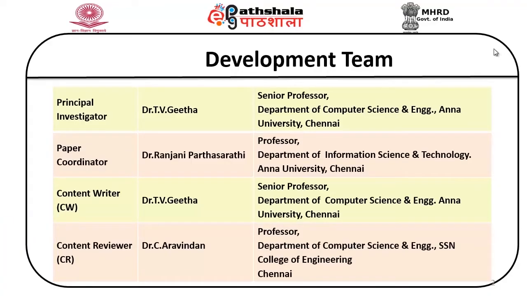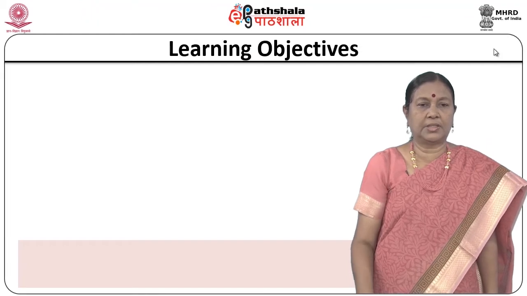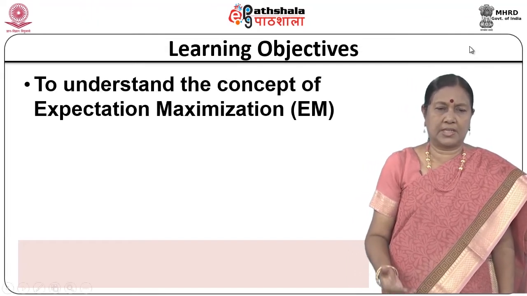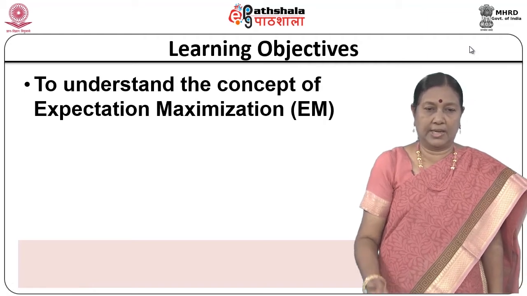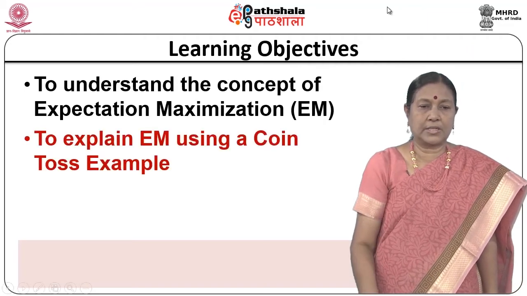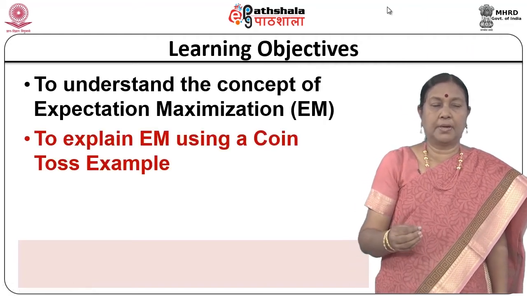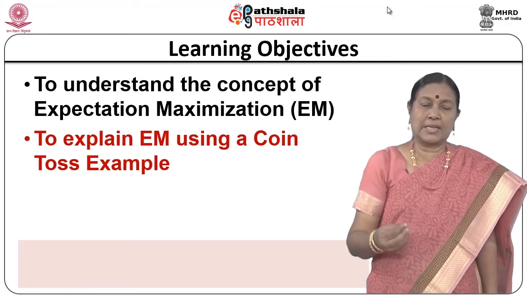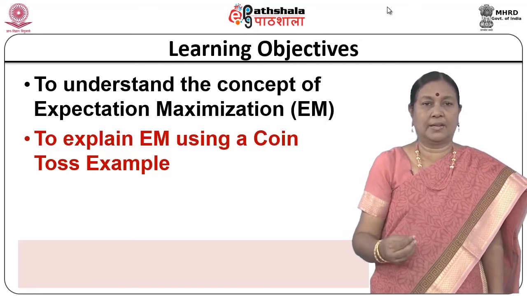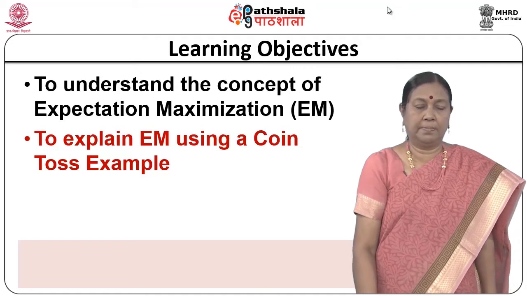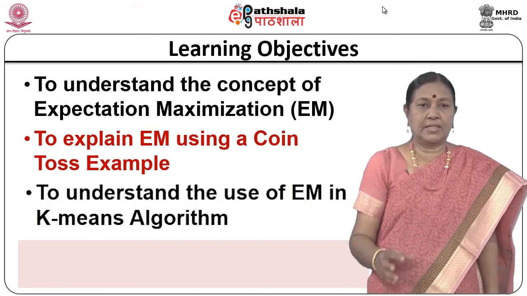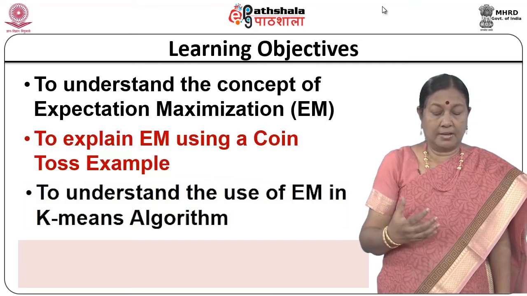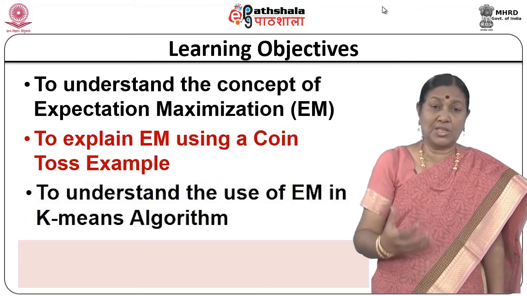Now, let us look at the learning objectives of this module. The learning objectives are to understand the concept of expectation maximization or the EM, then to explain this EM algorithm using a simple example, a coin toss example. This example will help you to understand the complete mechanism of EM, and then to understand the use of EM for a more complex problem, the Kmeans algorithm using Gaussian mixtures.